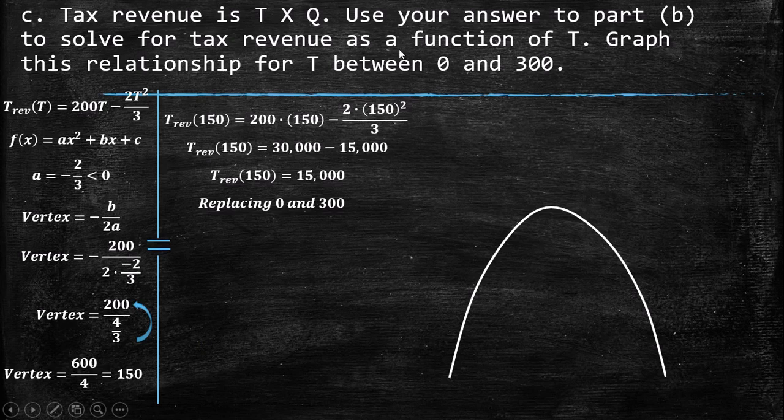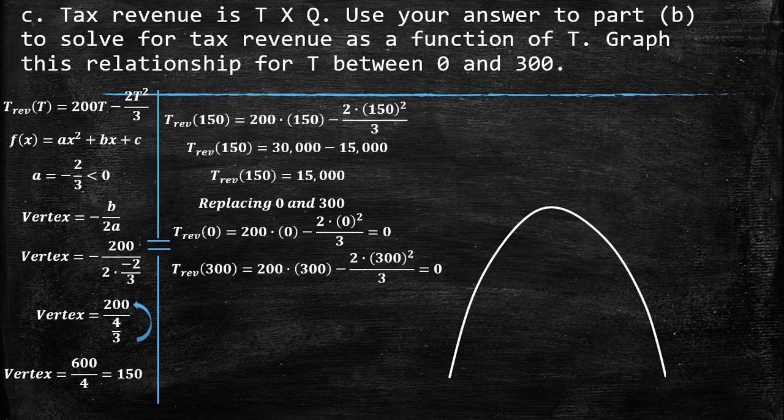So remember that we are going to graph this relationship for t between 0 and 300. I'm going to replace first by 0. Instead of putting 150, I'm going to plug in 0. So 200 times 0 is 0, minus 0 squared times 2 over 3 is 0. So it's going to be 0. Naturally, if the government charges a zero tax, they will receive 0 revenue. And what about if they charge 300? When they charge 300, if you replace this one, it's going to be 0 as well.